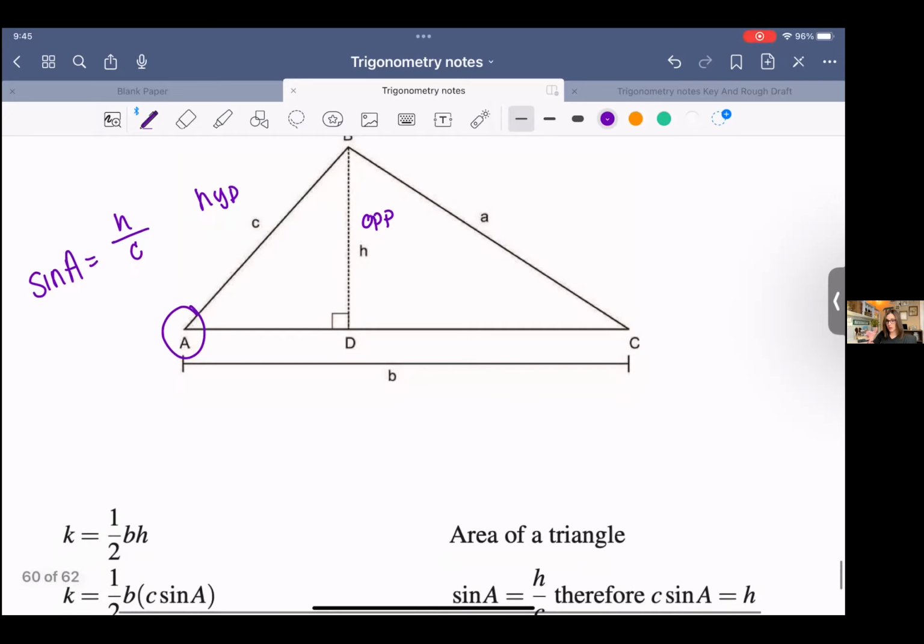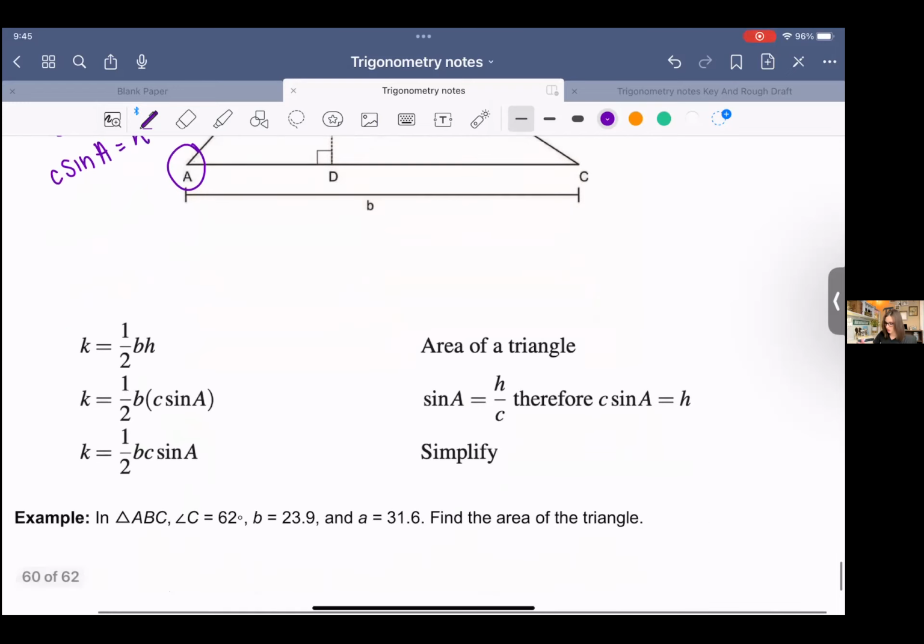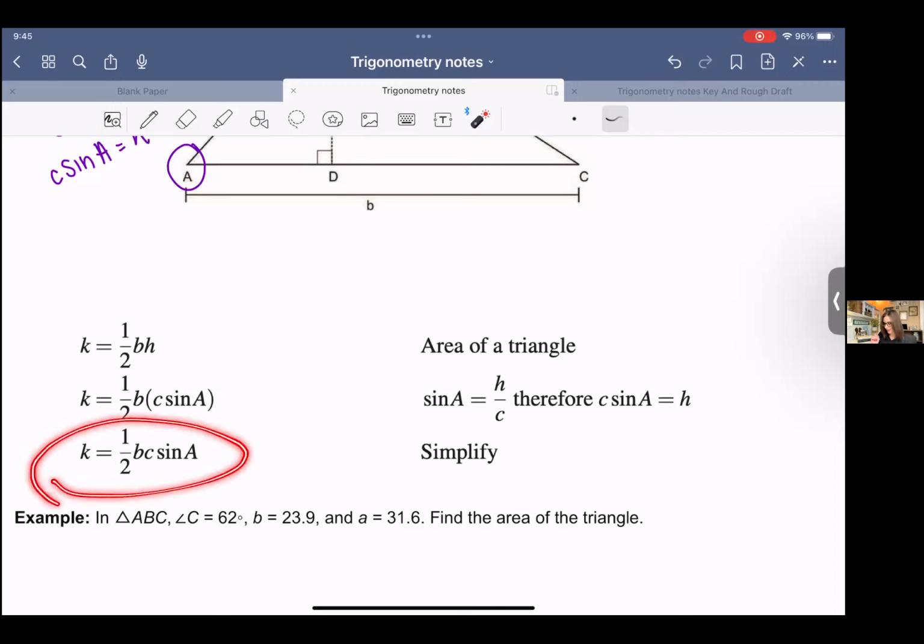Then I can manipulate the equation a little bit, multiply both sides by C, and that's going to give me what you see right here. We substitute height for C sine A, which were pieces that we would have been given for this problem. And then I can drop the parentheses and I have our new formula that we're going to be using today. This is the important part. K equals 1/2 of B, which is the base, times C sine A. So if you've got two sides and an angle, then you can find the area of the triangle.